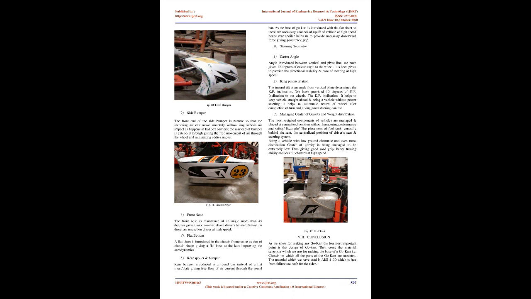B. Steering geometry. 1. Caster angle. The angle introduced between the vertical and the pivot line. We have given 12 degrees of caster angle to the wheel. It has been given to provide directional stability and ease of steering at high speed. 2. Kingpin inclination. The inward tilt at an angle from the vertical plane determines the KP inclination. We have provided 10 degrees of KP inclination to the wheels. The KP inclination helps to keep the vehicle straight ahead, and being a vehicle without power steering, it helps with automatic return of the wheel after completion of a turn and gives good steering control.